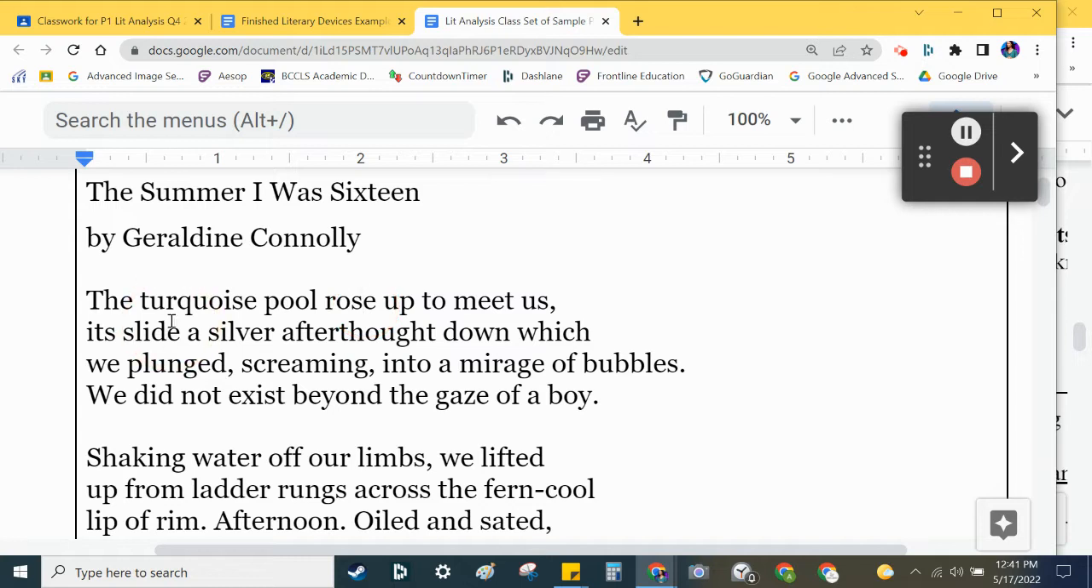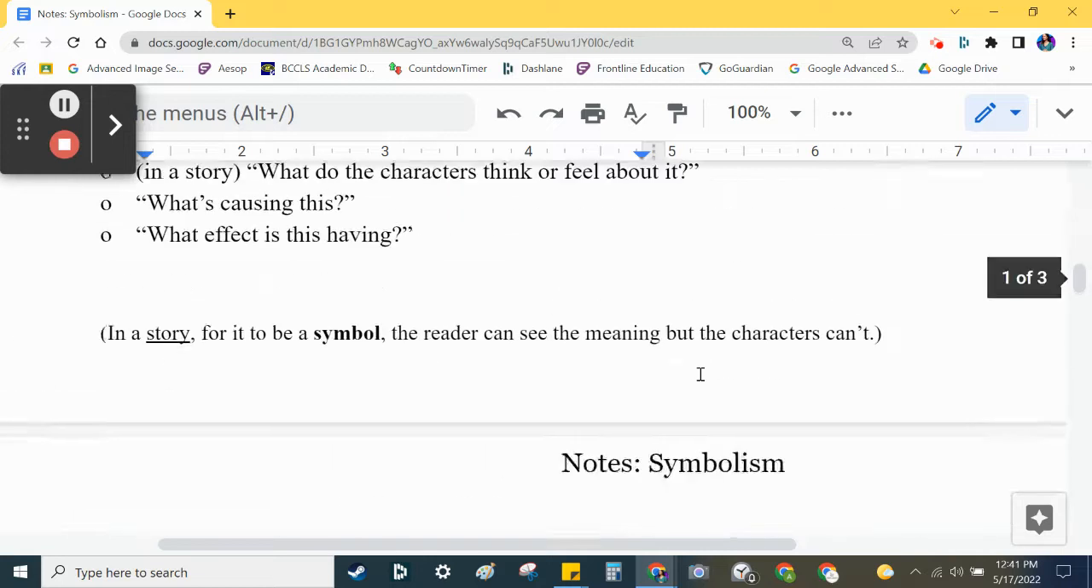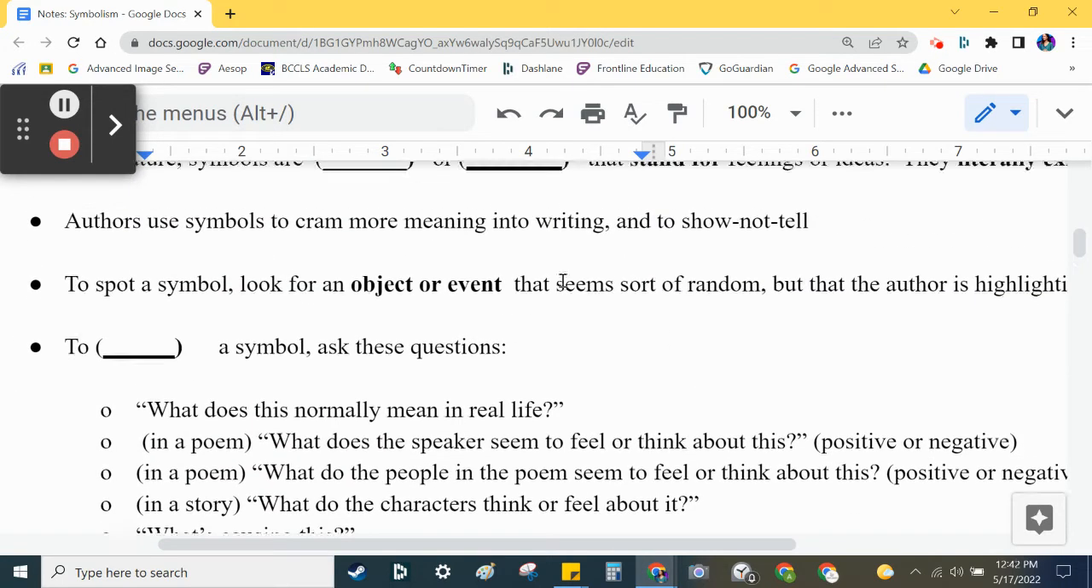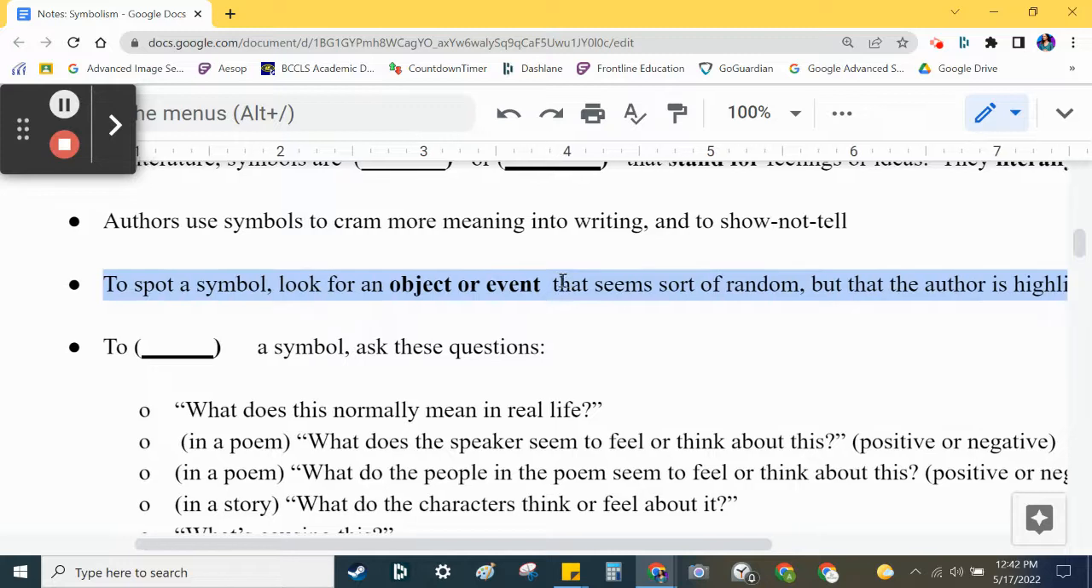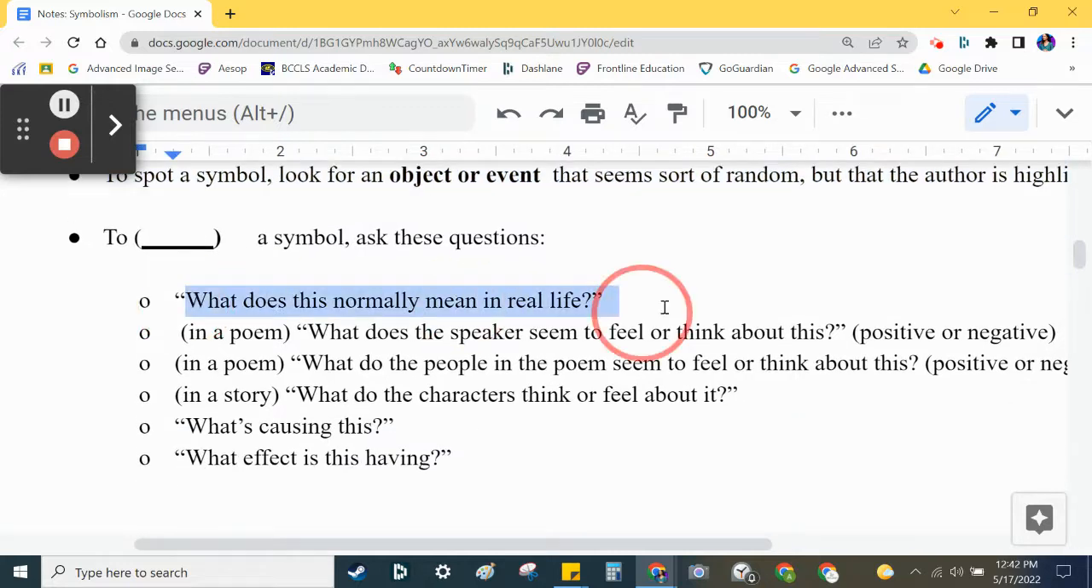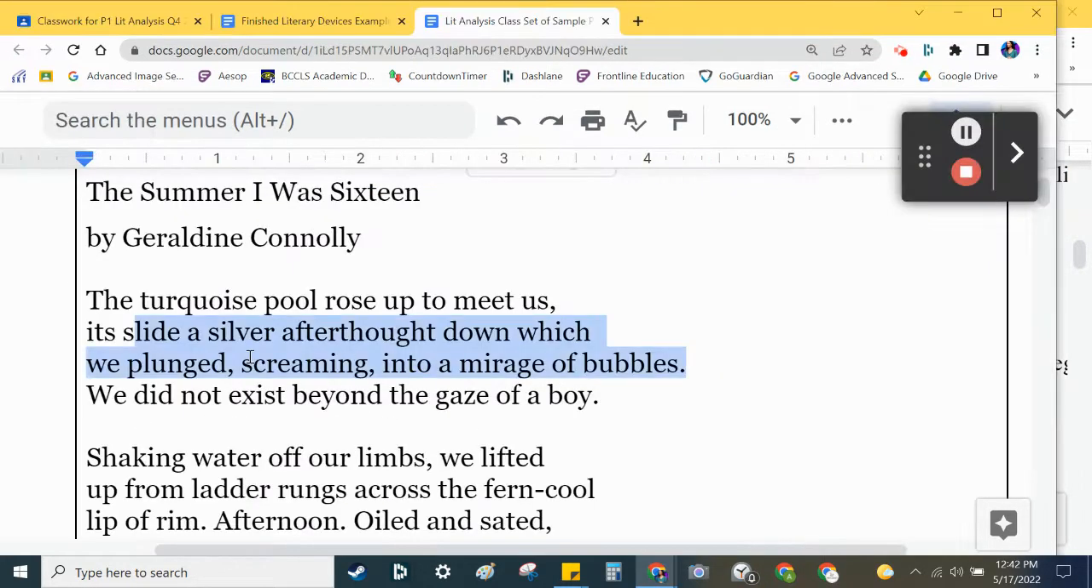So I feel like the author's opening with this event, these kids sliding down the slide into the pool, and I don't feel like that's inherently exciting or important. So the fact that the author opens with it makes me think, well, maybe it has some deeper meaning. Because remember, we're looking for an object or event that seems sort of random, but the author's highlighting it. So we'll ask, what does it normally mean in real life? Well, sliding down the slide into a pool, you started out dry and you're getting wet. It's exciting and fun.